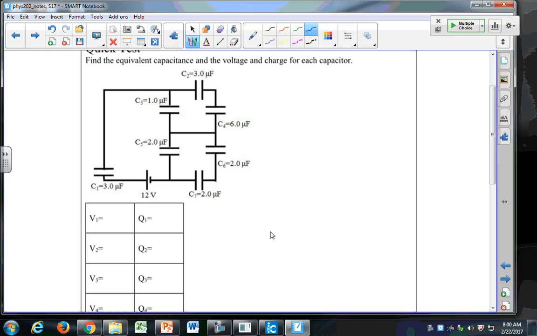So take a minute and try to sketch out what you think the circuit looks like. In about a minute or so, I'll show you what it looks like. And once you get that, the problem is largely done.